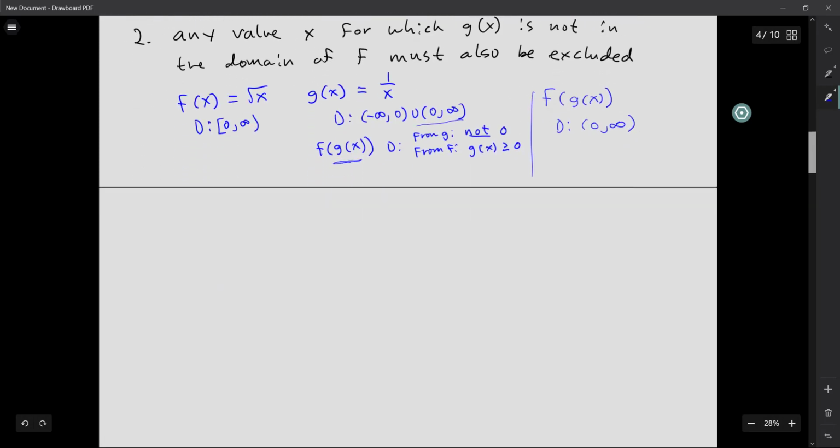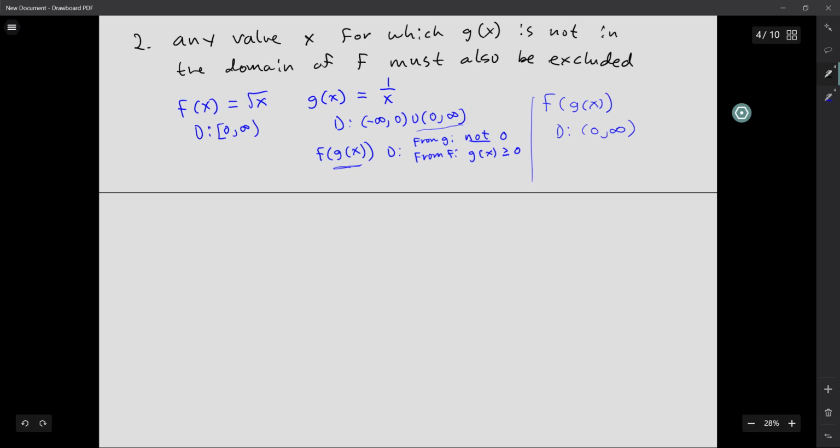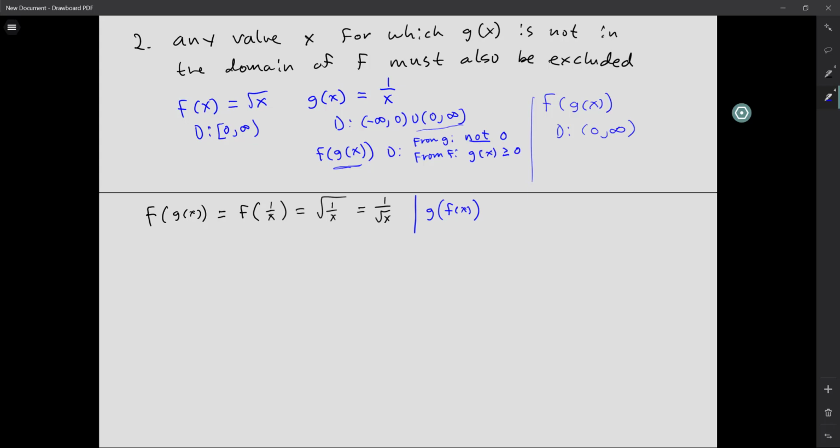Let's move this down just a little bit. If I put together f and g, we can look at the domain a different way. f of g of x is equal to f of, nope, I got these mixed up, f of 1 over x, which is equal to the square root of 1 over x. And this actually boils down to 1 over the square root of x. So this is actually kind of a fun pair of functions, because if I flip it around, go off on a tangent here, g of f of x, I actually get the same result.